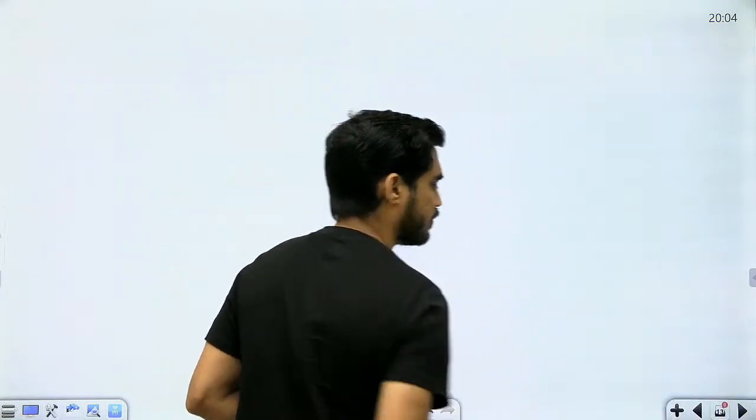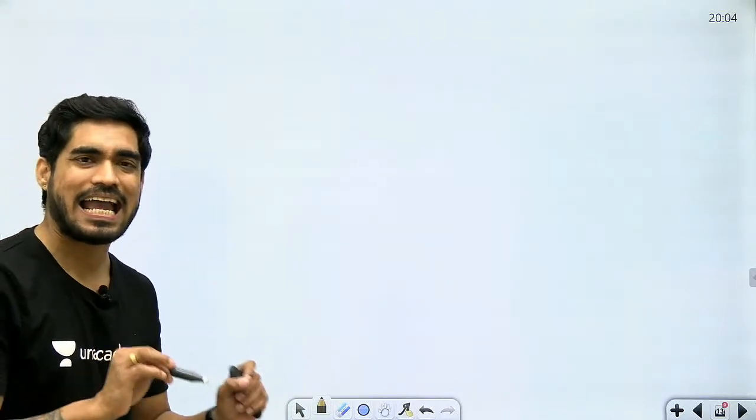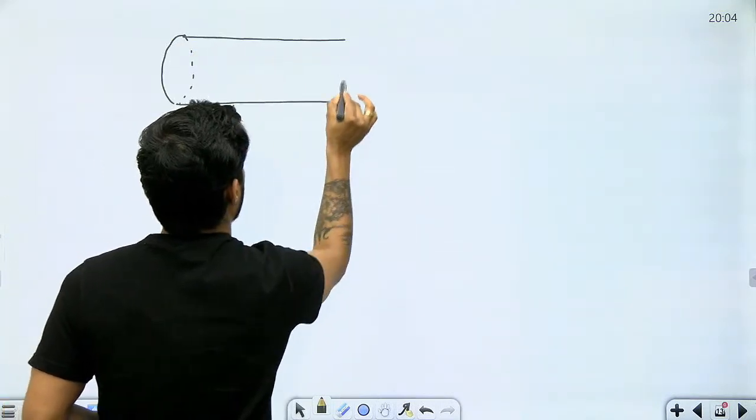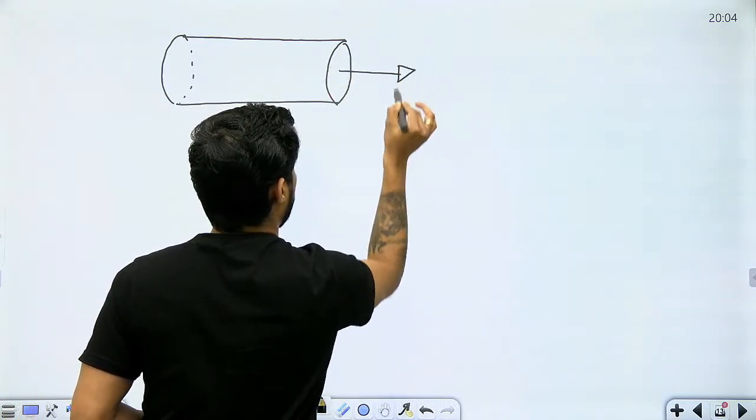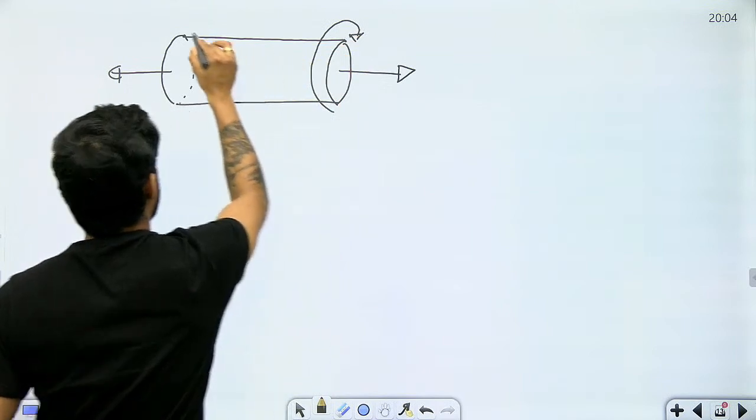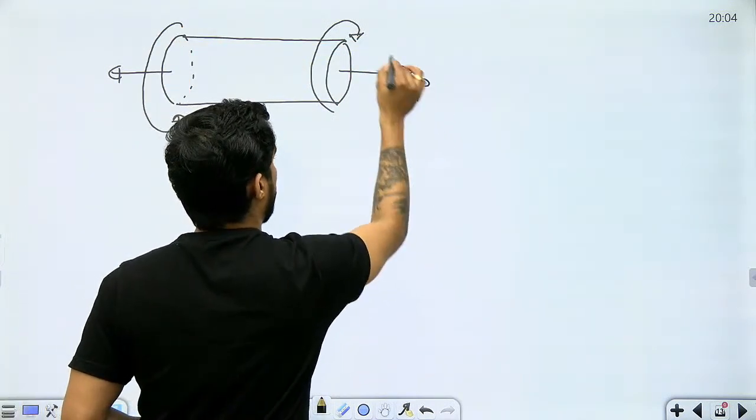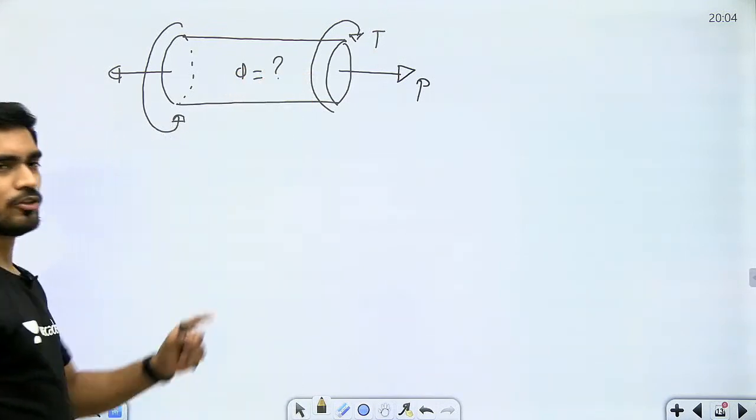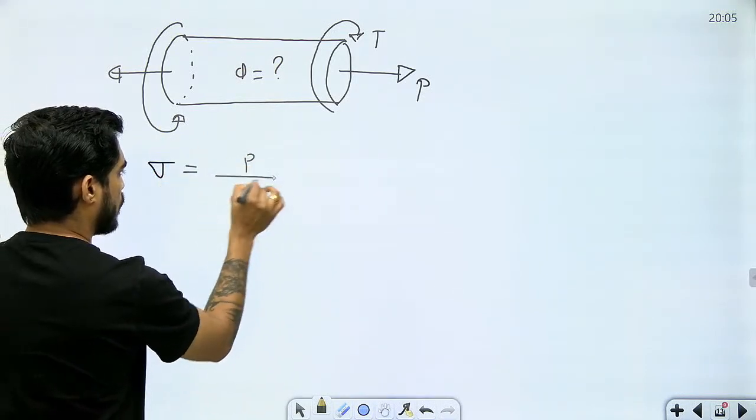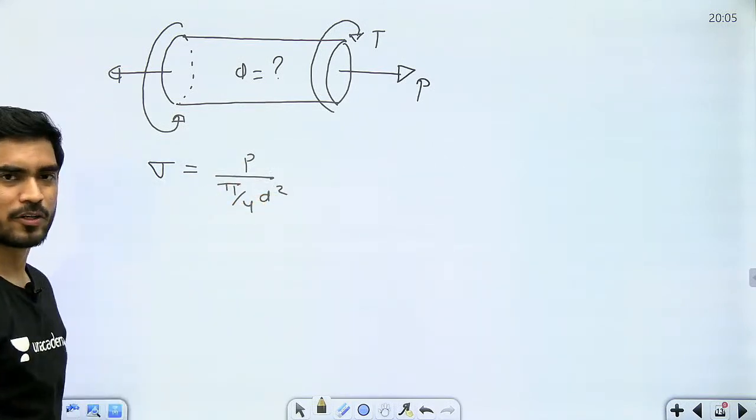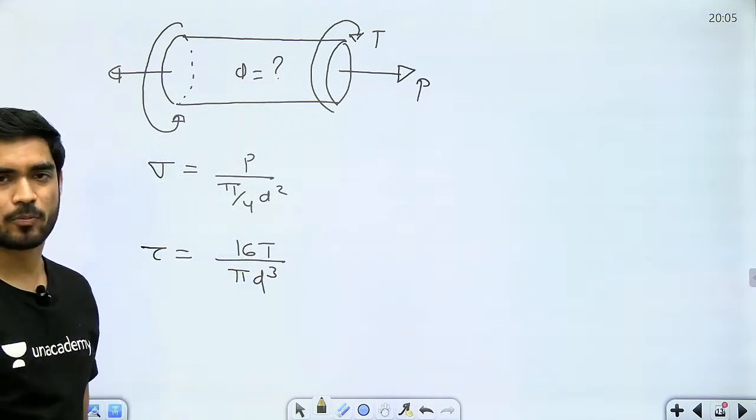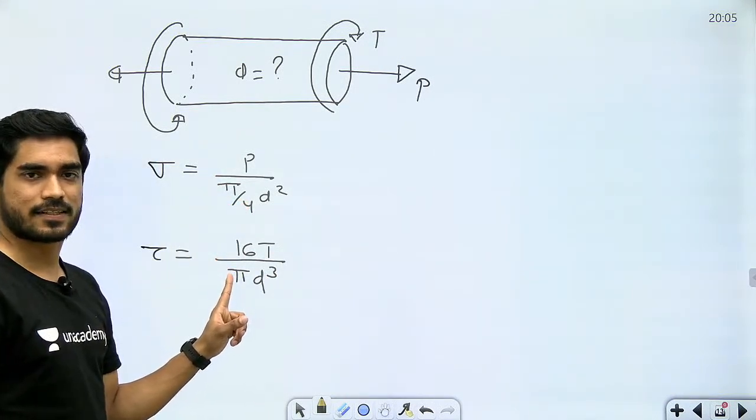But let's say I have a circular bar subjected to an axial load as well as a twisting moment. So now beta, there will be two stresses. Sigma equal to P upon pi by 4 d square and tau equal to 16 T by pi d cube. There will be an axial stress, there will be a torsional stress, right?